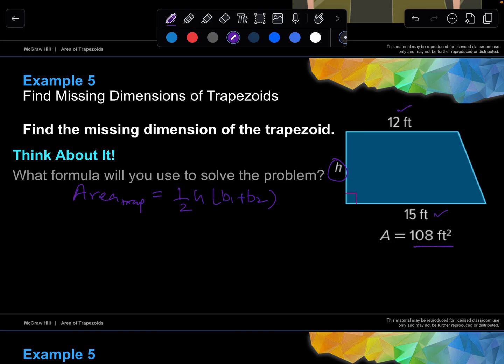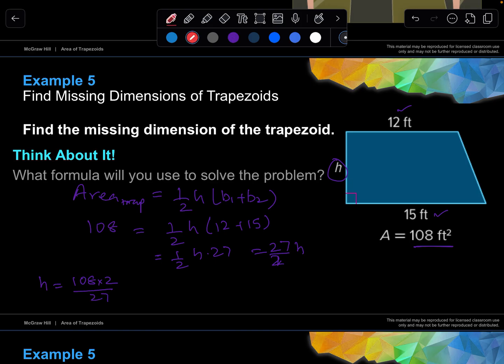Again, I substitute all the known values here. Area of my trapezoid is 108. That's equal to half, I don't know h, so I keep it as h, times b1 plus b2. That gives me half h times 27. I could rewrite this as 27h over 2. So if I were to cross multiply or solve, like multiply by 2 and divide by 27, I can tell h is 108 times 2 divided by 27.